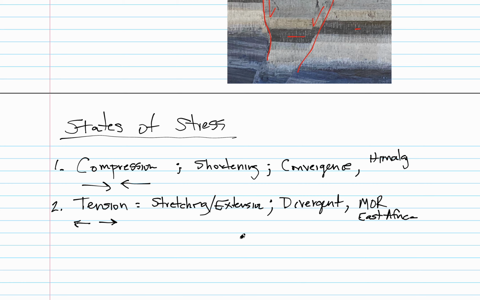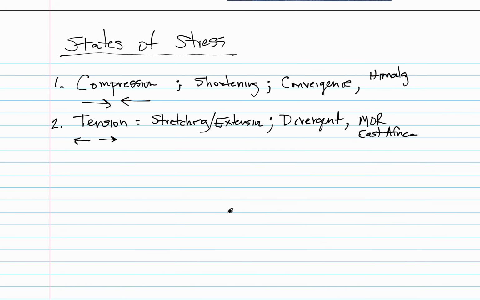Okay, and now the third state of stress is shear. Shear is a differential, pulling and pushing in two different directions. And so our arrows, we could have one arrow pointing this way and one arrow pointing that way. And the word we're going to associate with shear, well, let's just say opposite directions.